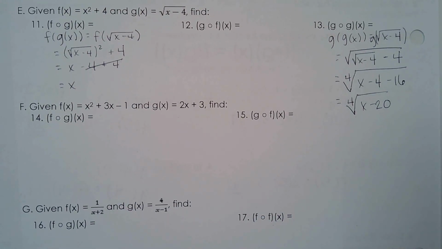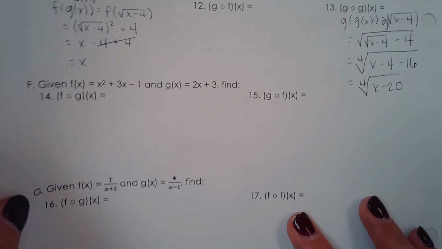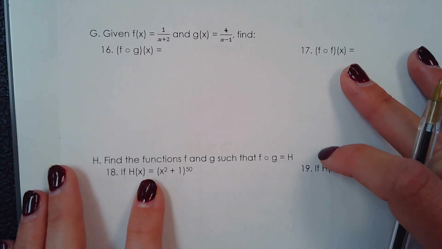Alrighty then. So the next section, your functions are x squared plus 3x minus 1, and then 2x plus 3. That's kind of just more of the same, so is it okay if we skip that? Alright, so we will do the next section because we've got rational functions there. So I'm going to give you a second to get those written down.